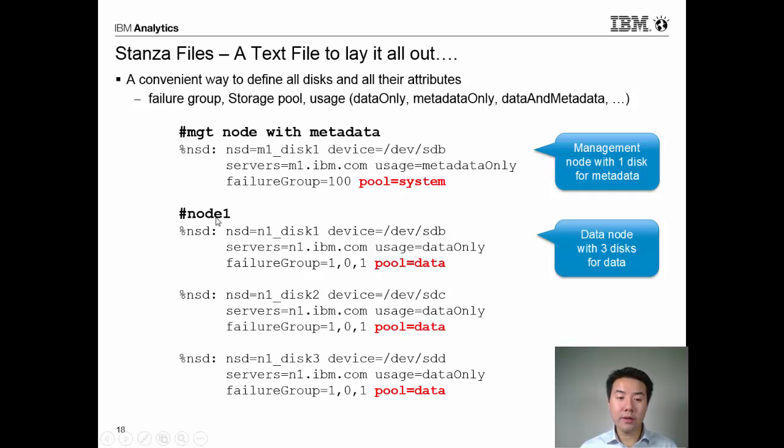Now on node 1, we have 3 drives. We have N1 disk 1, and these are just labels again, N1 disk 2, N1 disk 3, and so these 3 disks are part of the pool called data, and their purpose is data only. Now this is a very simple cluster. Let's take a look at how this would look on a larger cluster.